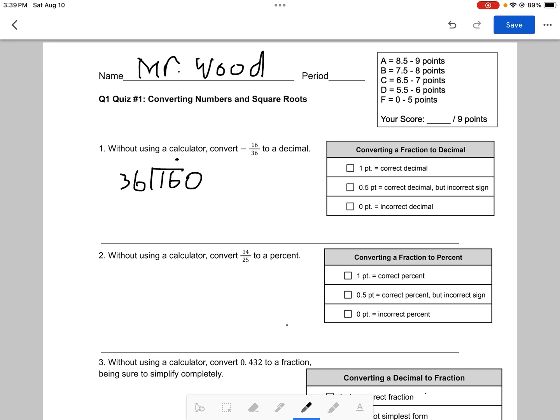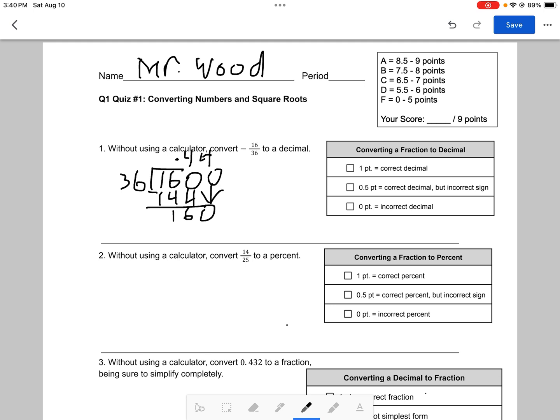So now I need to ask myself, how many times can 36 go into 160? I know it can go in 4 times. I know that 4 times 36 is 144. When I subtract 160 minus 144, I end up getting 16. I know 36 cannot go into 16, so I'm going to add another 0 and bring it down. 36 again goes into 164 times.